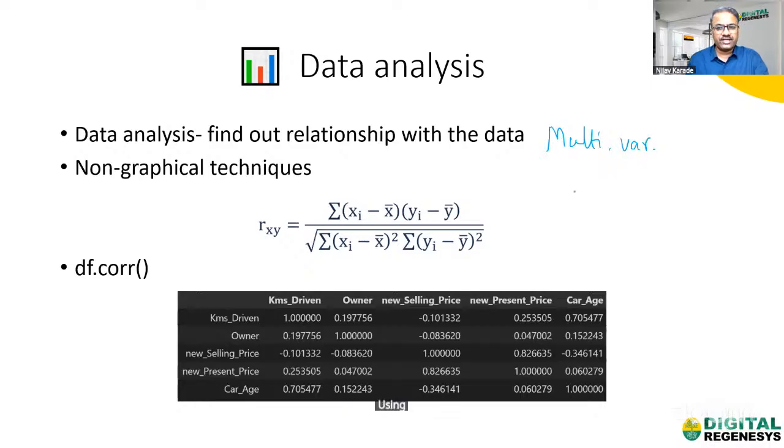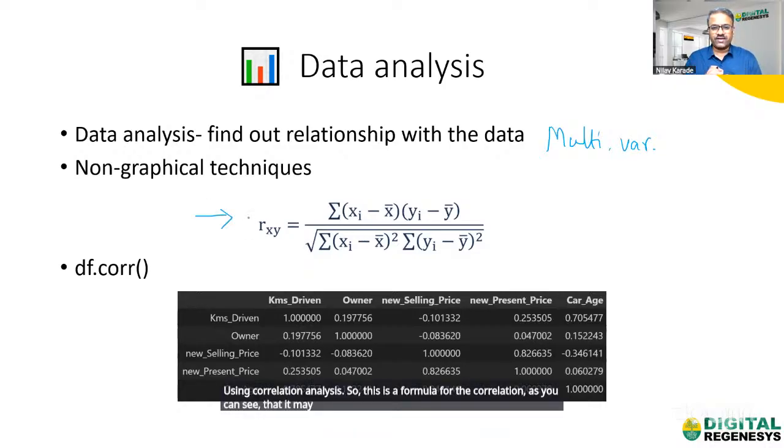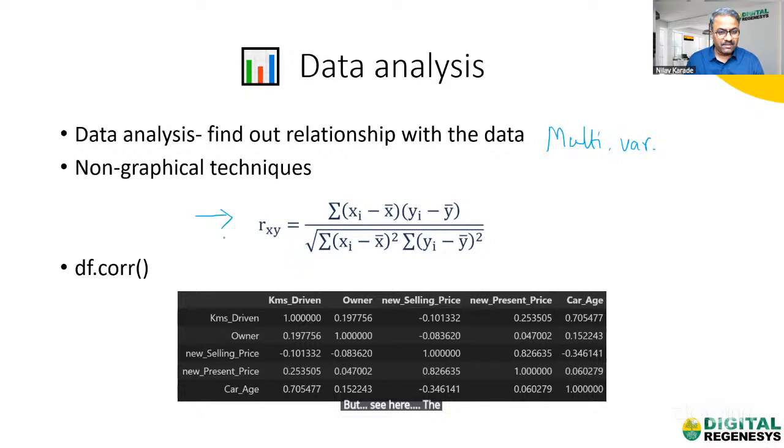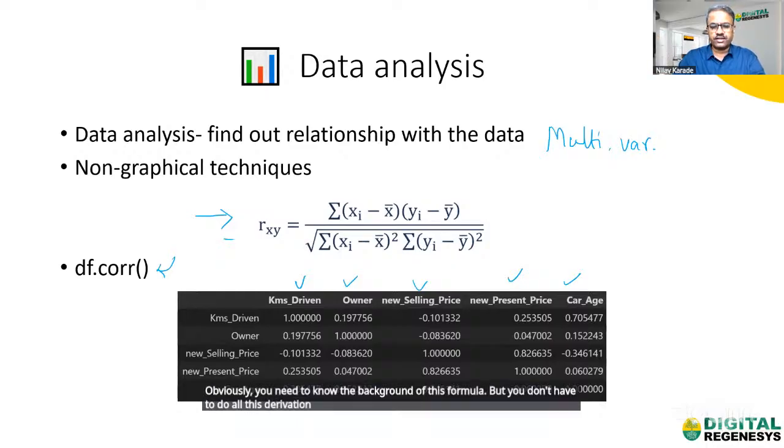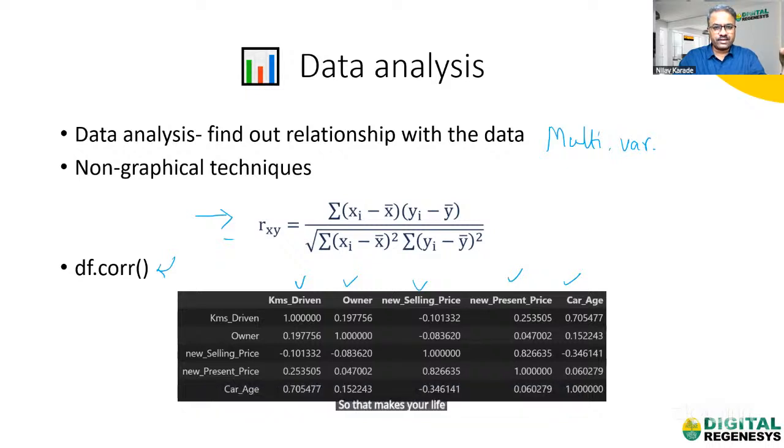using correlation analysis. So this is a formula for the correlation. As you can see, it may look quite difficult at the moment, but see here, the main magic lies here. Just by writing a single line of Python code, I am able to calculate the correlation coefficients for all these columns in my data set. So that's the power of programming. Obviously, you need to know the background of this formula, but you don't have to do all this derivation or calculation. So that makes your life quite easy.